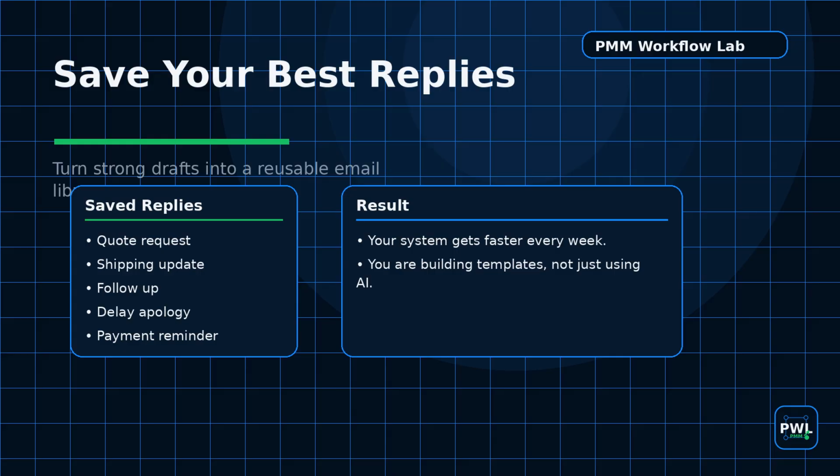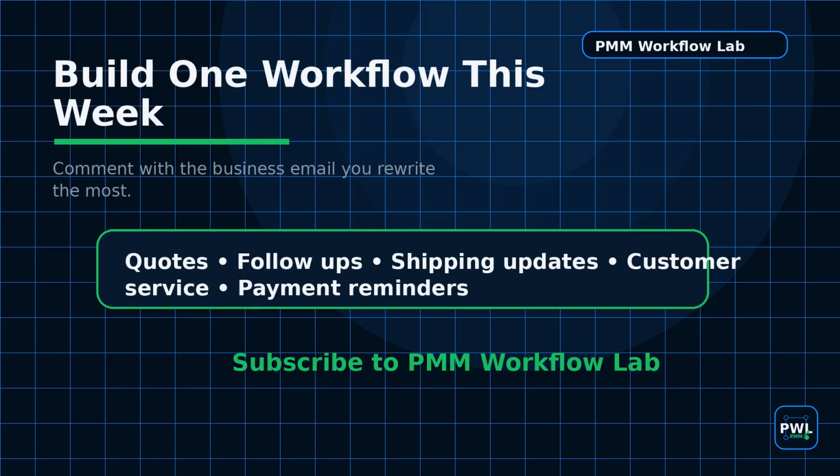If the reply sounds too robotic, do not start over. Add one follow-up instruction. Make this shorter and more natural. Or make this sound like a helpful small business owner wrote it. Or remove corporate-sounding phrases. This is how you improve the output without rebuilding the whole system.